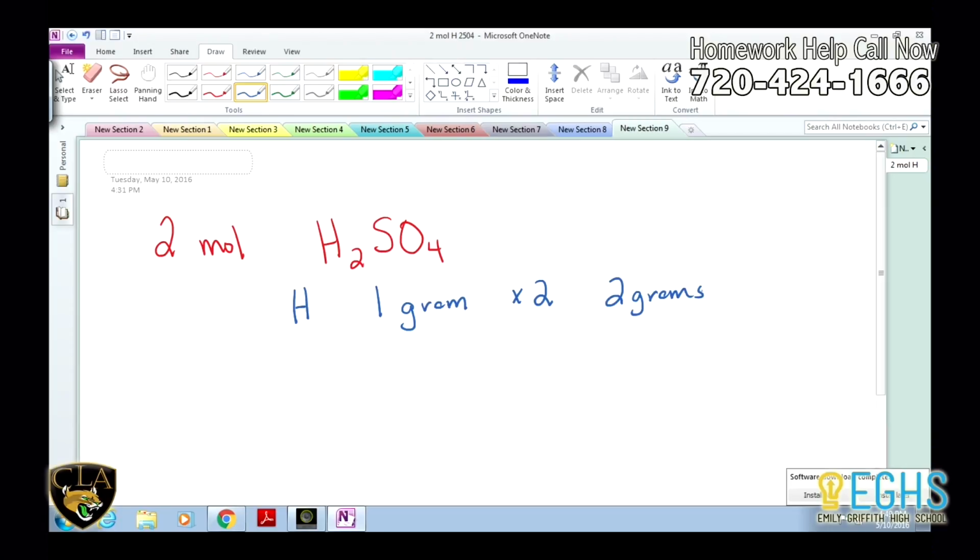So we'll make a little addition column on the right side. Does that make sense? Yeah. The setup is far more your purview. Okay, so the mass of 2 hydrogens is going to be 2 grams. All right, so then we have sulfur.